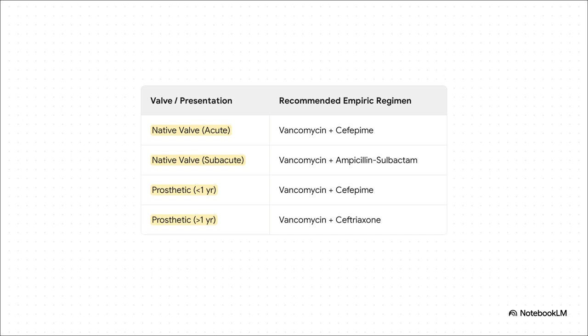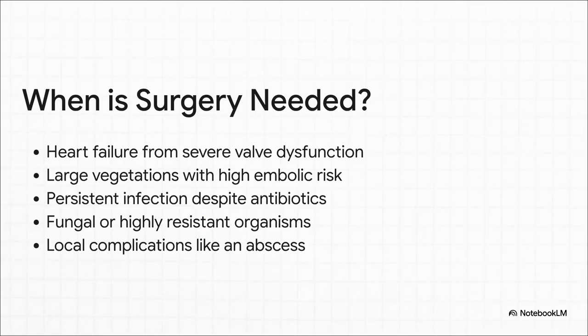Based on whether it's a native or prosthetic valve or how the patient looks, we choose a combination of strong antibiotics to cover all the likely bad guys. This is just our opening salvo. Once those blood cultures come back and tell us exactly what we're fighting, we can tailor the treatment and switch to more targeted weapons. But here's the thing.